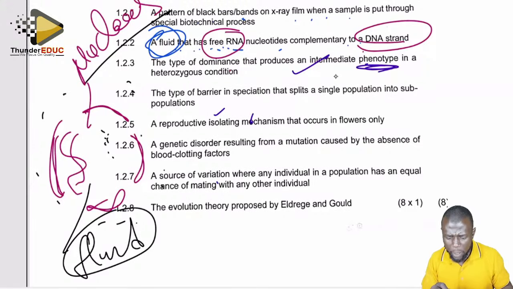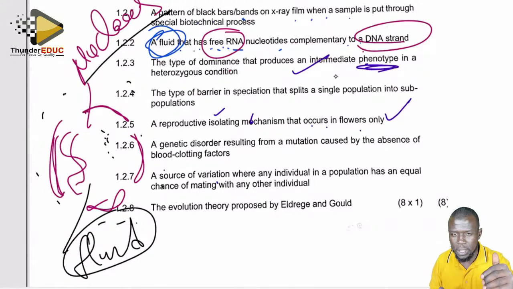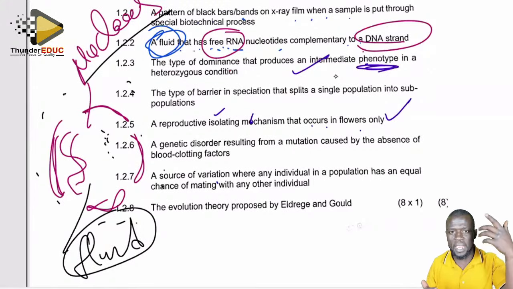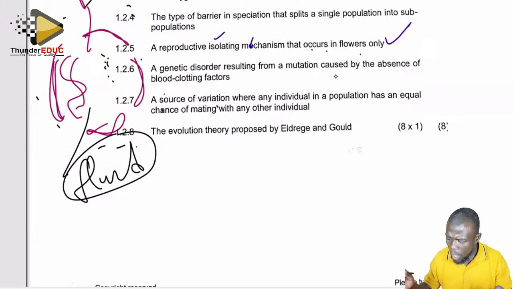Correct. A reproductive isolation mechanism that occurs in flowers only. Obviously, flowers carry out pollination. So you are adapted to different pollinating agents. For example, the insects: you are specific to a specific insect with a specific shape of the beak. So we call it pollinating at different seasons of the year. So that is it. Then we go to the next question.